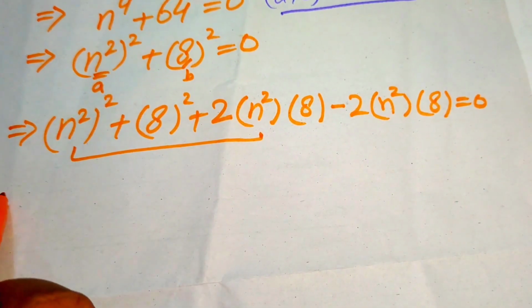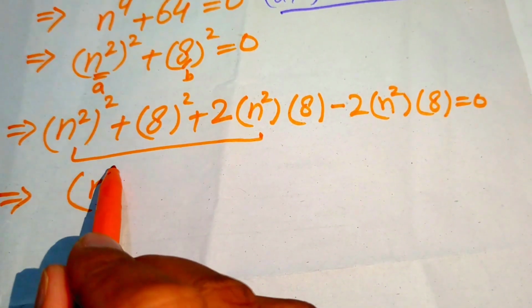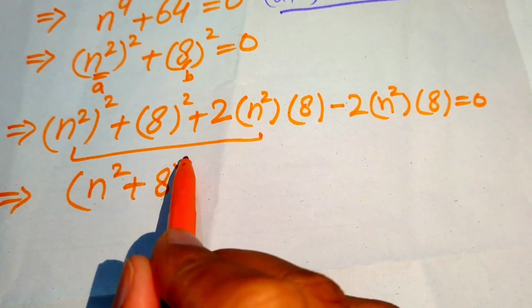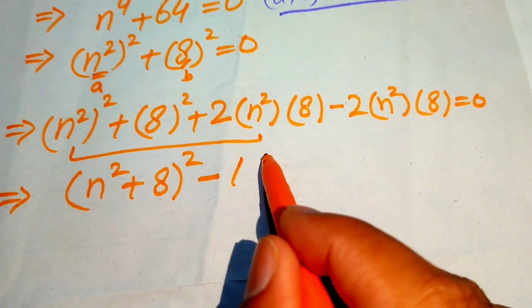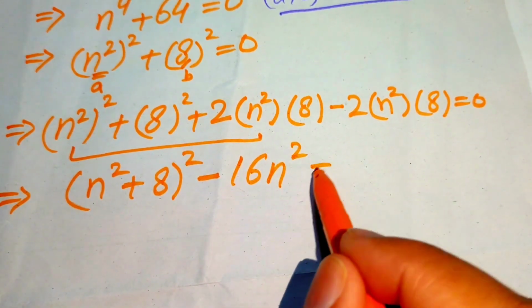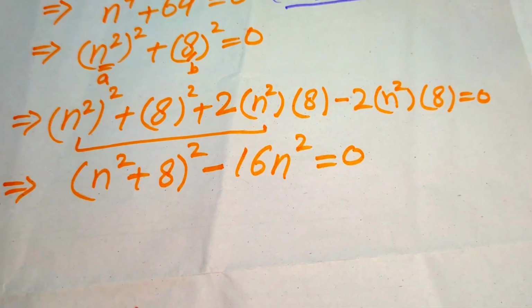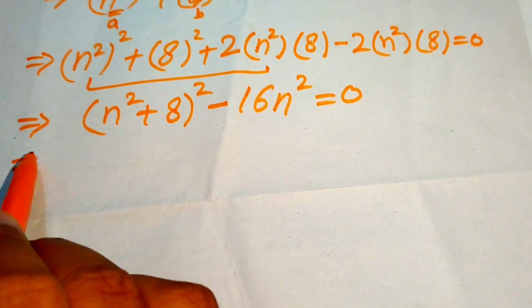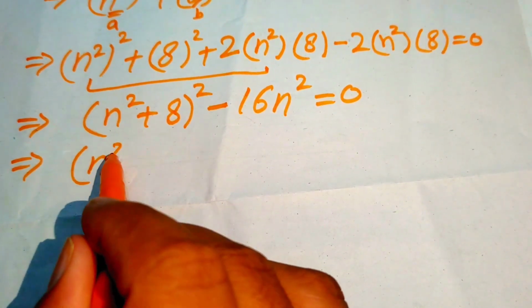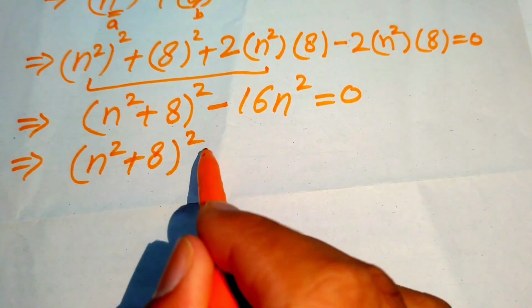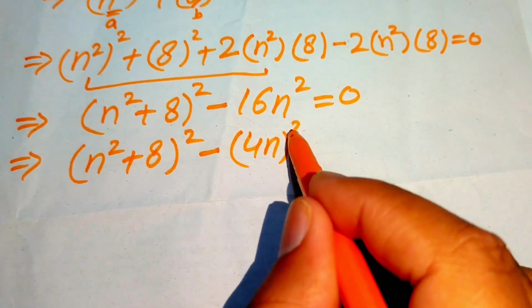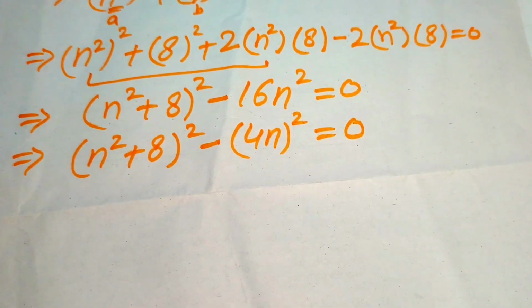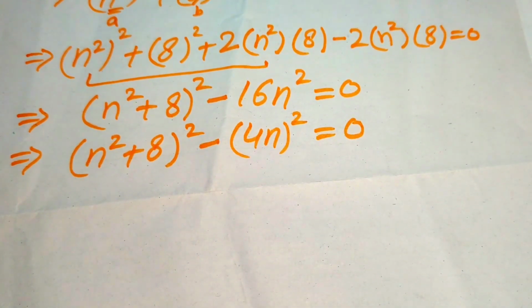So we combine these terms and we write it as n square plus 8 and its whole square minus, we have this 2 times of 8 will be equals to 16 times of n square, and this whole equation equals to 0. And now in the next step, we again rewrite this equation as n square plus 8 whole square minus, we write this term as 4 times of n and its whole square equals to 0. So here we use another nice square identity.